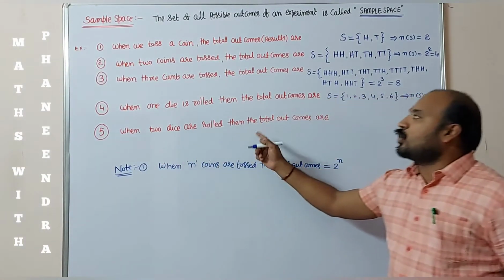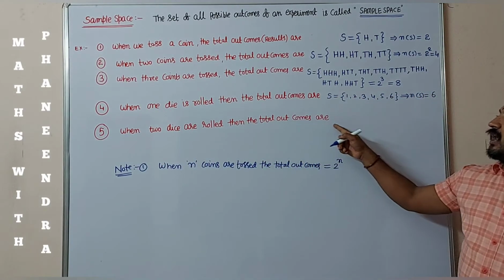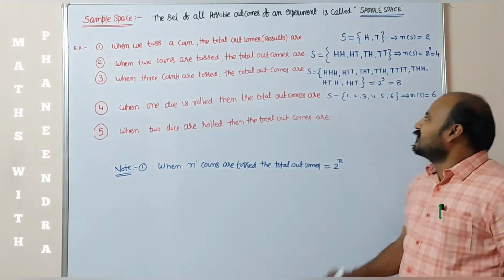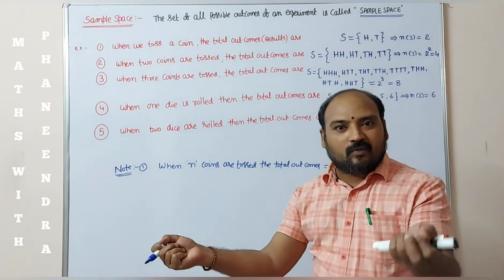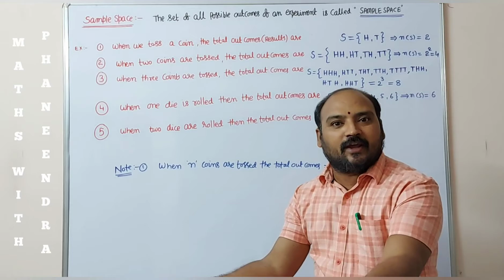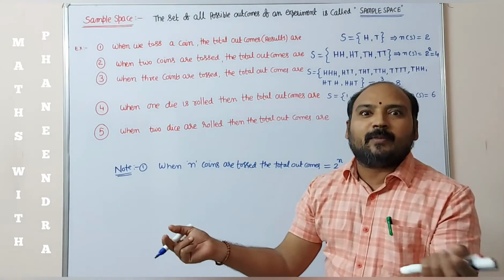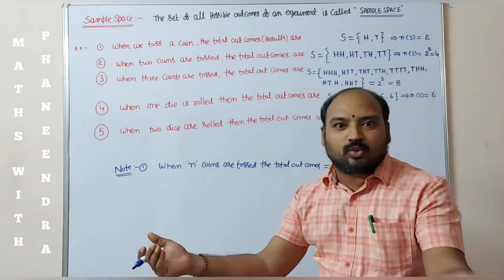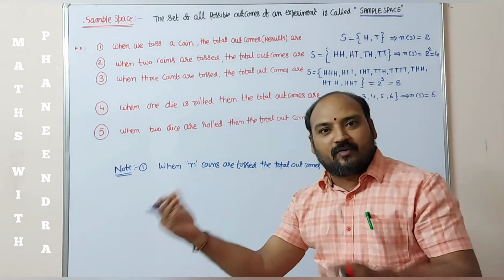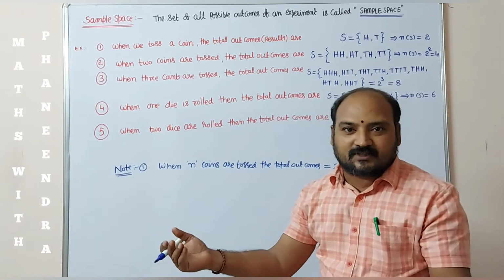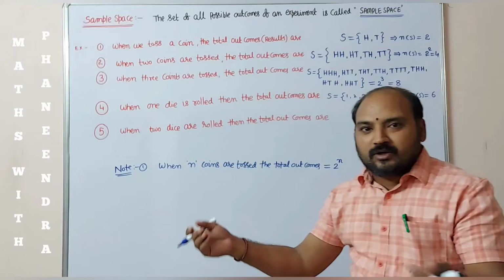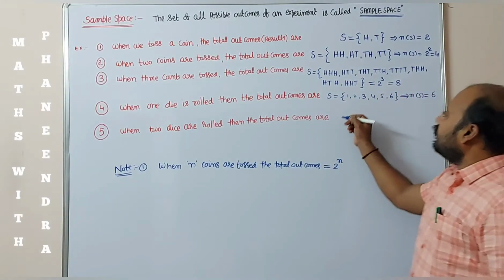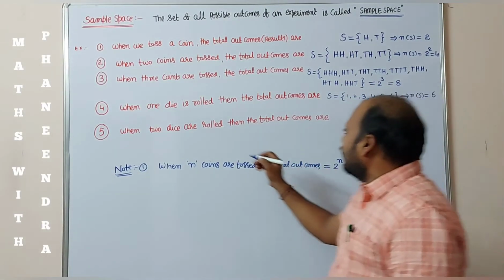When 2 dice are rolled, what are the total outcomes? 2 dice means here 1 die, here 1 die. Throwing a die, throwing a die. It may get 1,1. It may get 1,2. It may get 1,3. It may get 1,4. 1,5, 1,6. Like this. 2,1, 2,2, 2,3. Like this. So for the sample space, observe carefully, I am writing here.